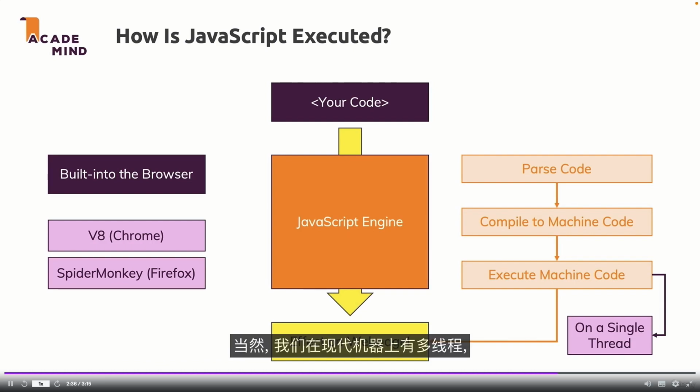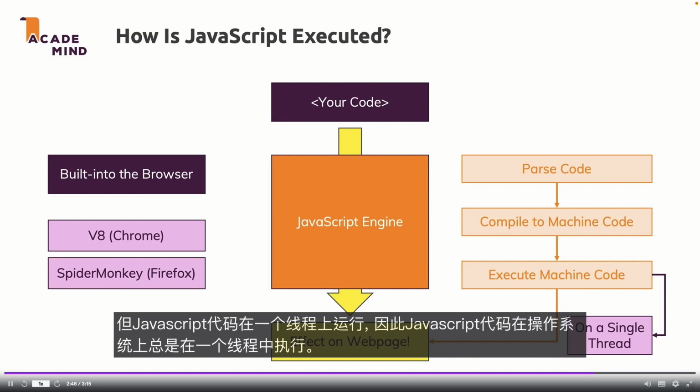Of course, we have multi-threading on modern machines so that they can do multiple tasks at the same time, but the JavaScript code execution runs on one single thread there. So the JavaScript code execution always happens in one single thread on your operating system.